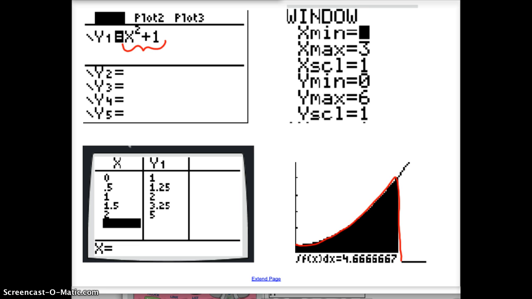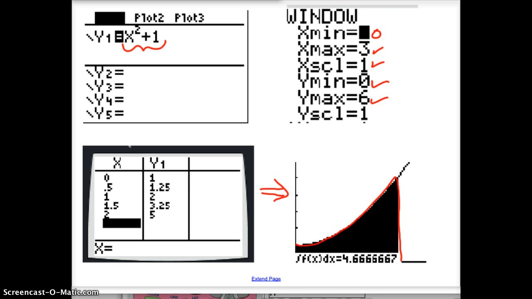And I set my window so I could go from 0 to 3 by 1s, because it said to go from 0 to 2, so I just went a little past it. And then I went from 0 to 6, just to get a good viewing window so I could see the whole curve nicely. Anyway, go to your table and make sure you have it set to ask.